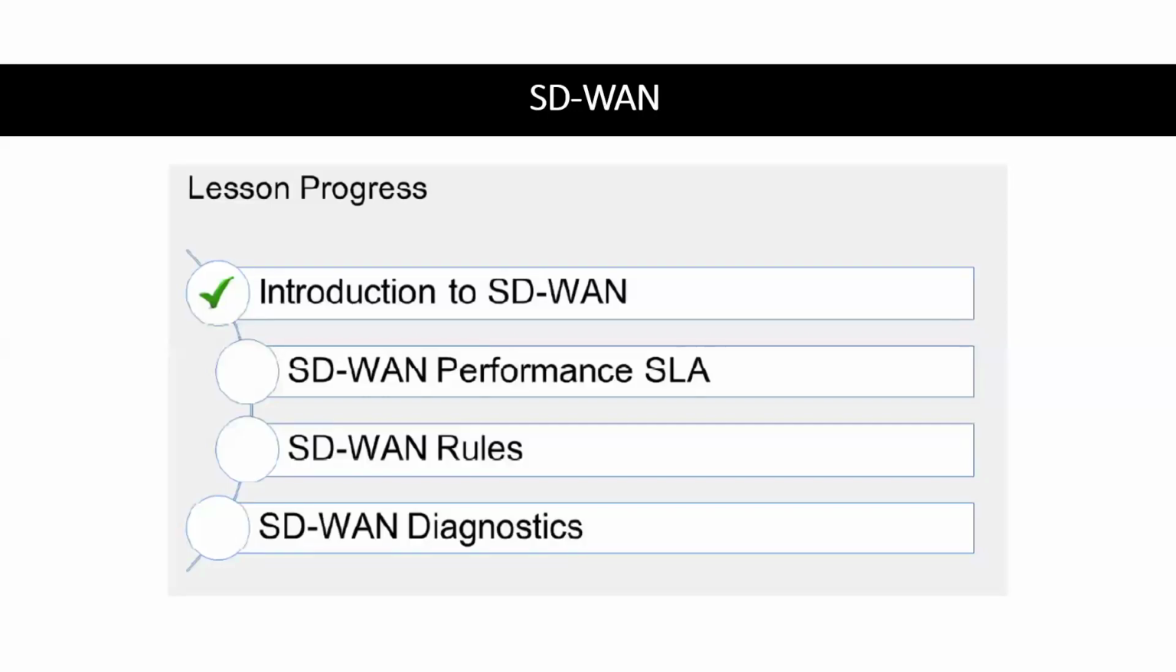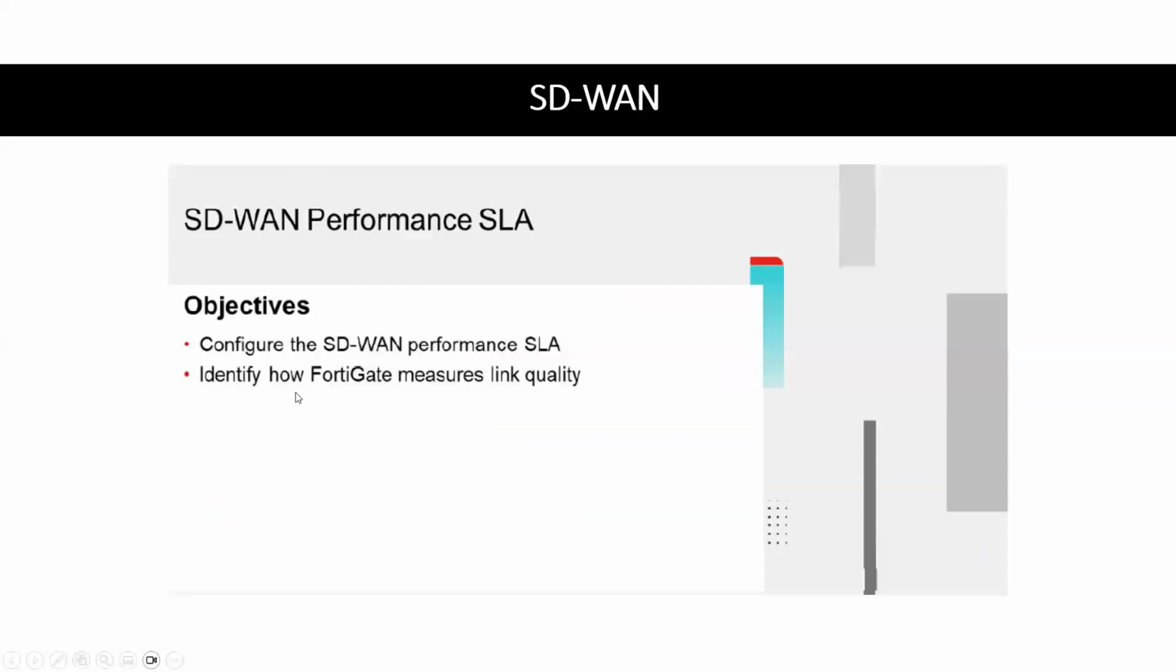All right, folks. So last session we went over the fundamentals and did a brief intro to SD-WAN, and we had a lab session. It was cool. It was good. So now we're going to dive a little bit deeper into SD-WAN performance SLA and link quality measurements. After this section, you should be able to configure SD-WAN performance SLA and identify how the FortiGate measures link quality.